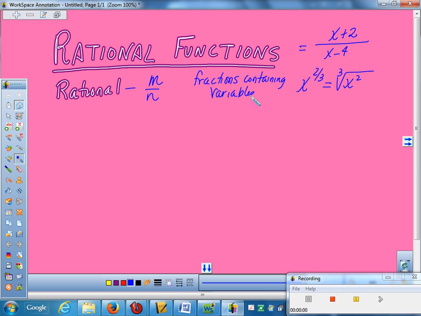Multiplying and dividing fractions is substantially easier than adding and subtracting. So we're going to do multiplication and division first.